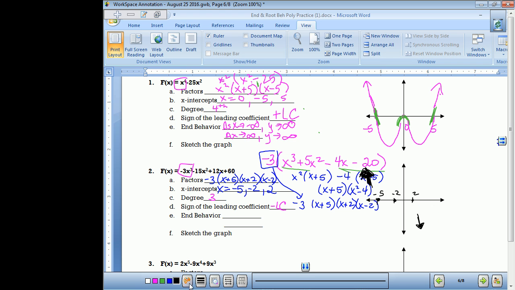Okay, each one of these factors is just raised to the first power. 1, 1, 1. So, will it pass, bounce, or squiggle? Pass. When they're raised to the first power, it's going to pass through. So it needs to pass through, then pass through, then pass through. Just straight old passing through. And then we just connect it.